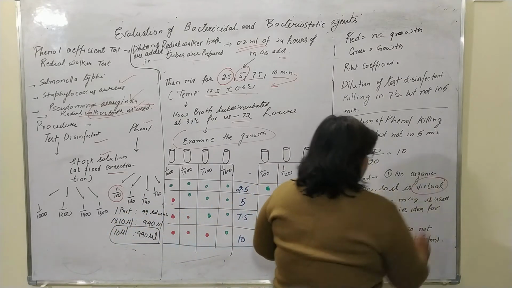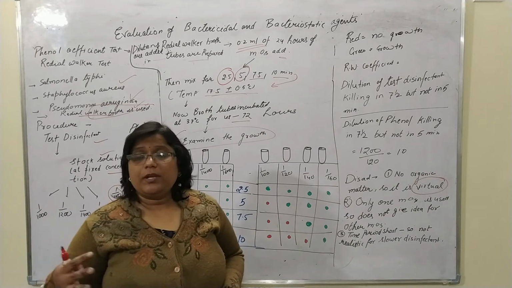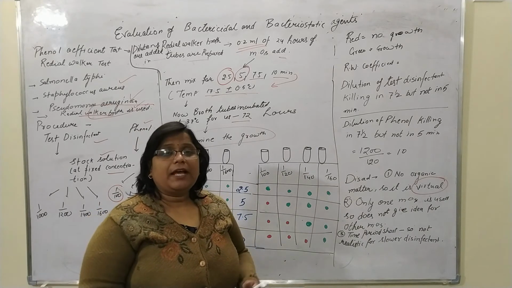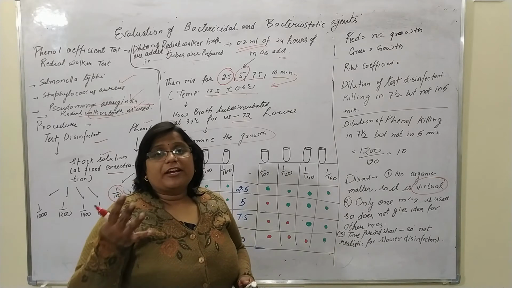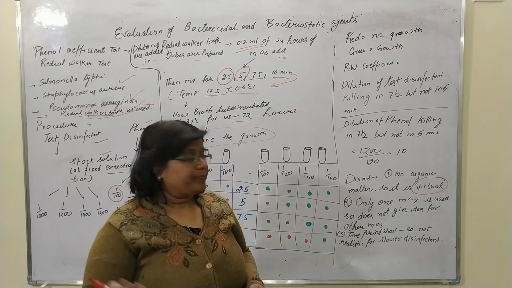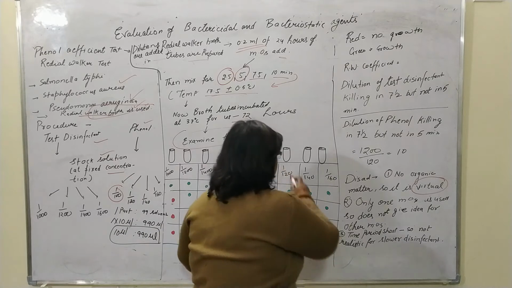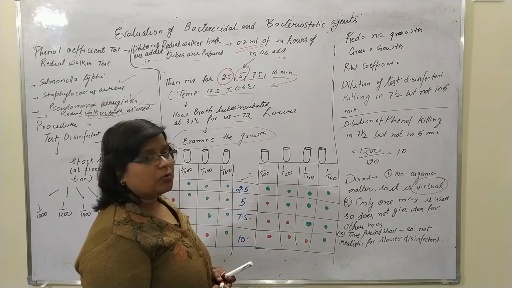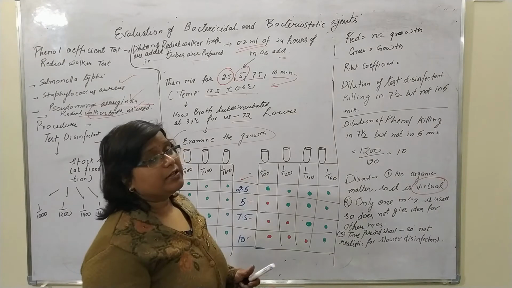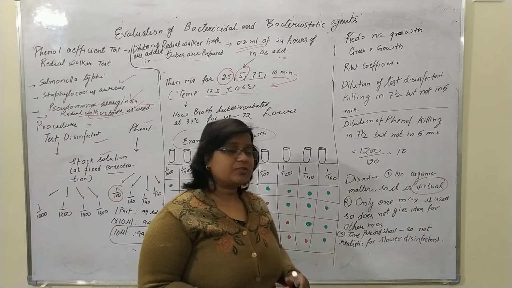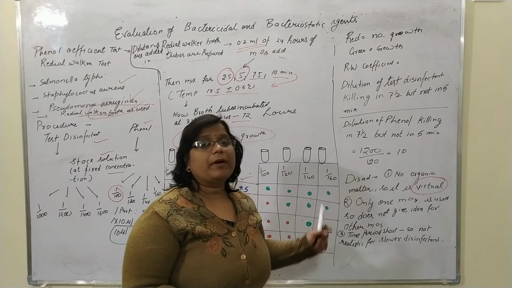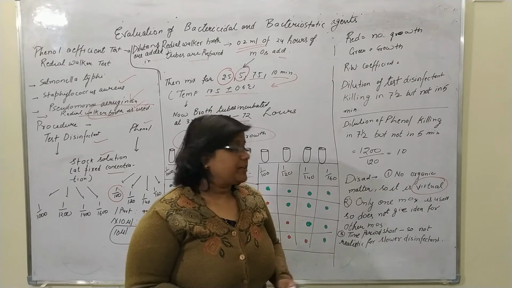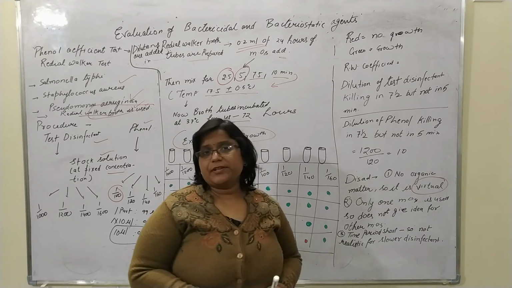The next thing is that we are using only one microorganism, so we cannot determine how it will affect other microbial flora. And the time durations are very short: 2.5, 5, 7.5 and 10 minutes. So it's less effective, because the time duration is very short for the microbial system to interact with the disinfectant. So for a slow disinfectant, it's not that realistic.